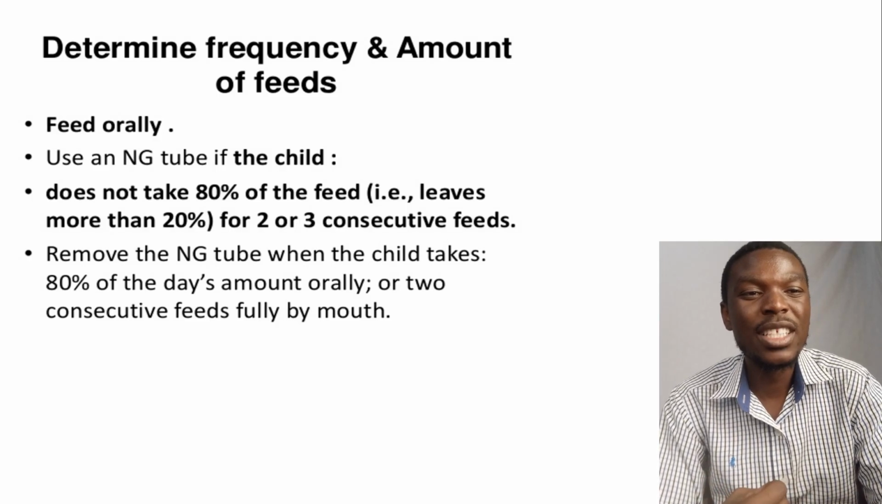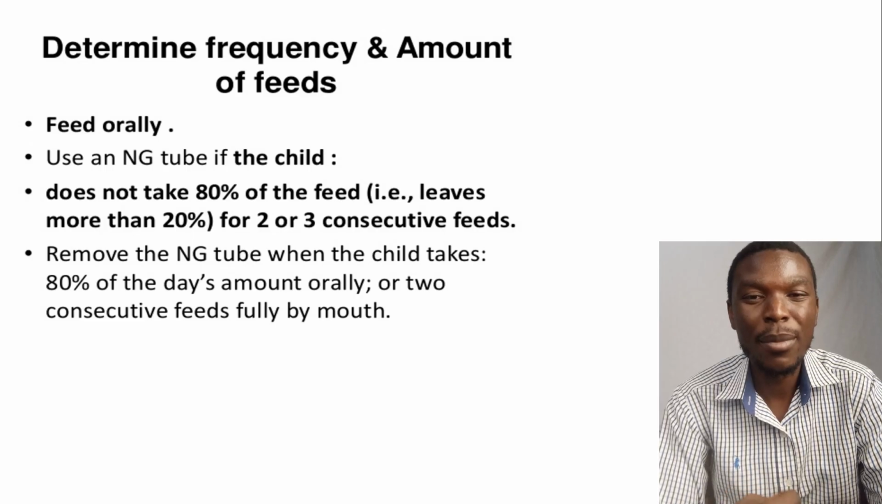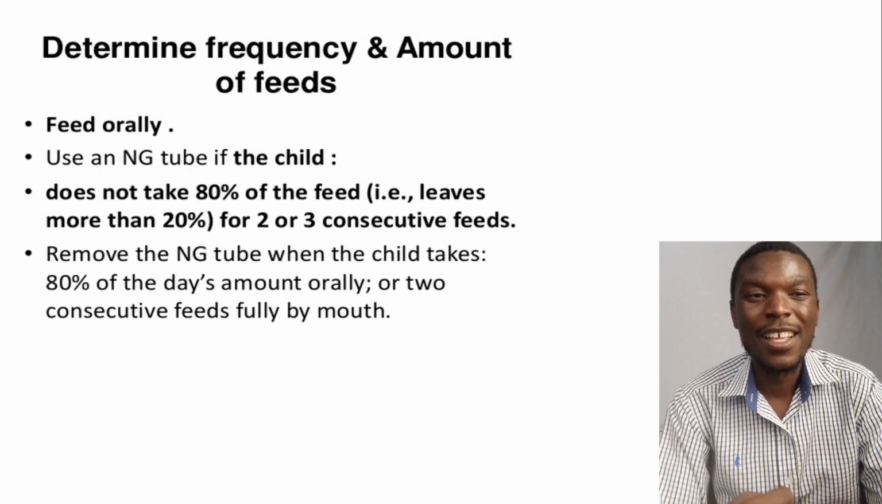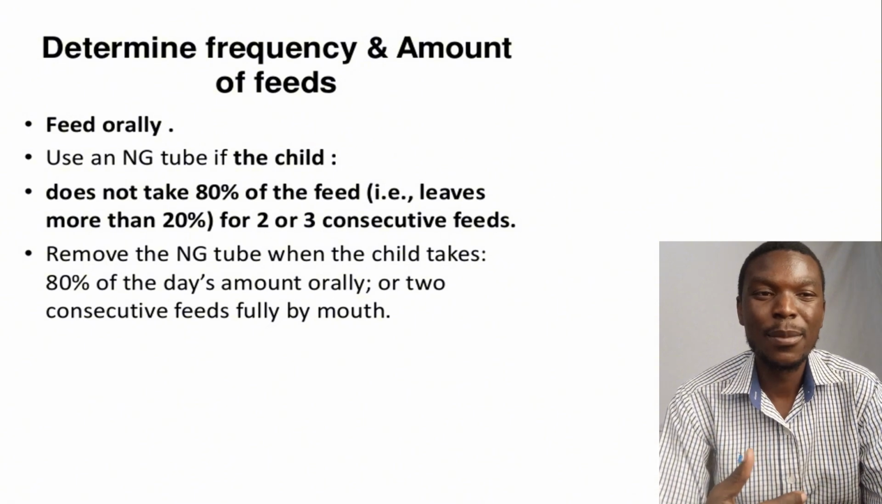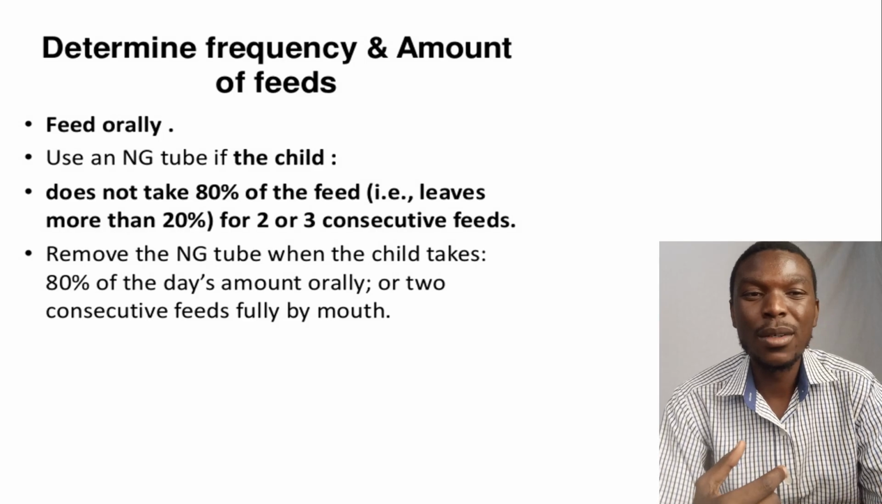So you remove the NG tube when the child takes 80% of the daily amount orally for 2 consecutive feeds, full by mouth. So now you can switch from NG tube to oral if the child is able to take 80% of the feed.